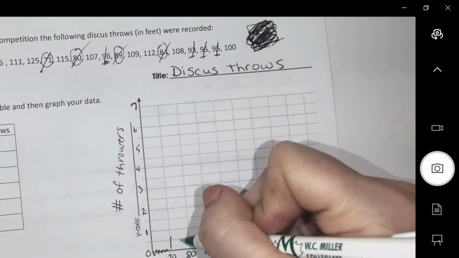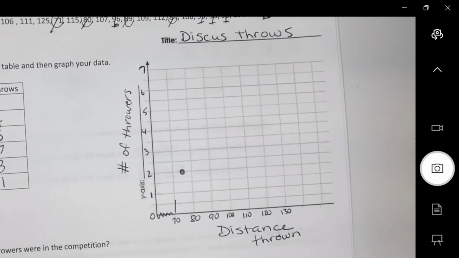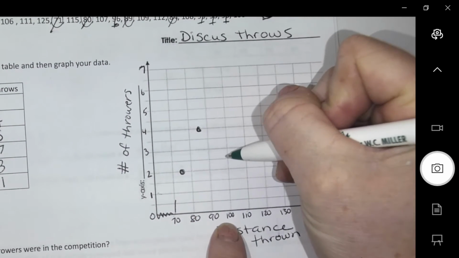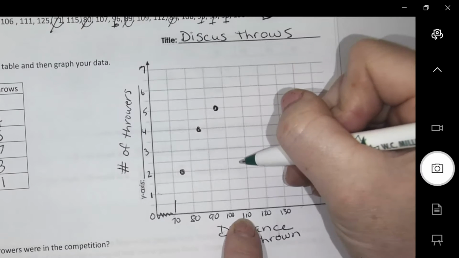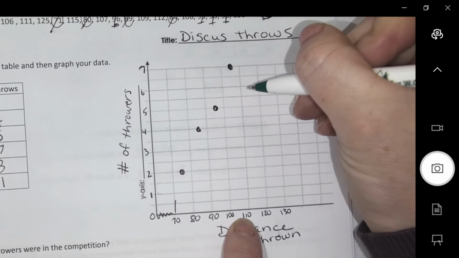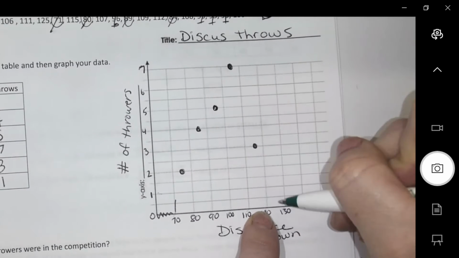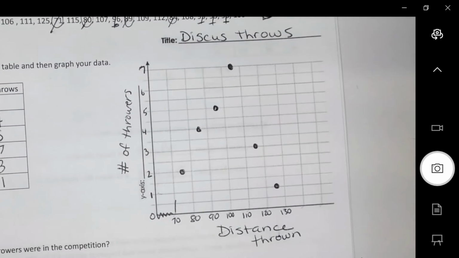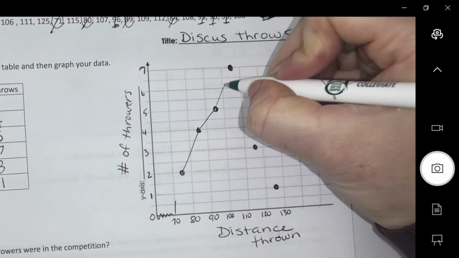Okay, so 70 to 80, I'm going to put a dot in the middle. So 70 and 80, I'm putting a dot in the middle of that at a height of 2. So you go into the middle of your zones. And then when you're done, you're connecting your dots together.